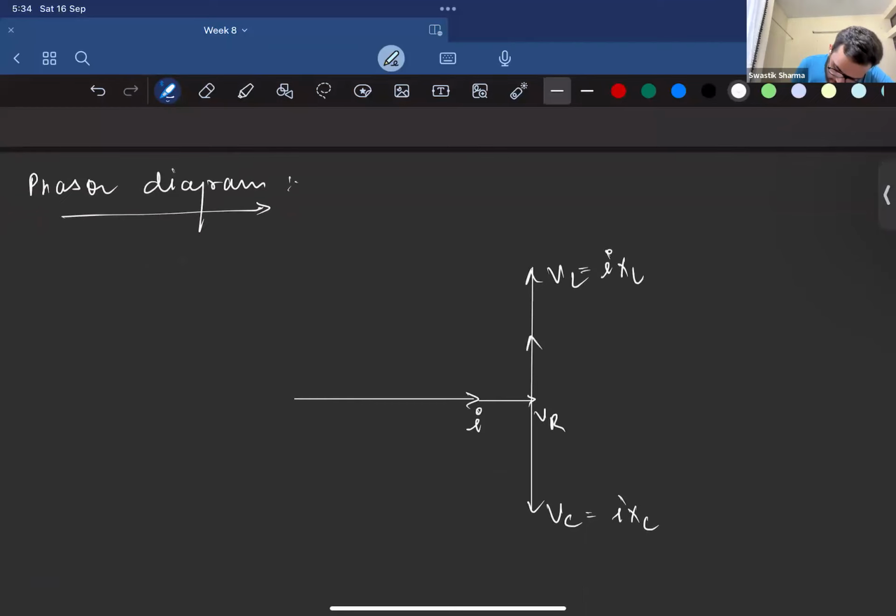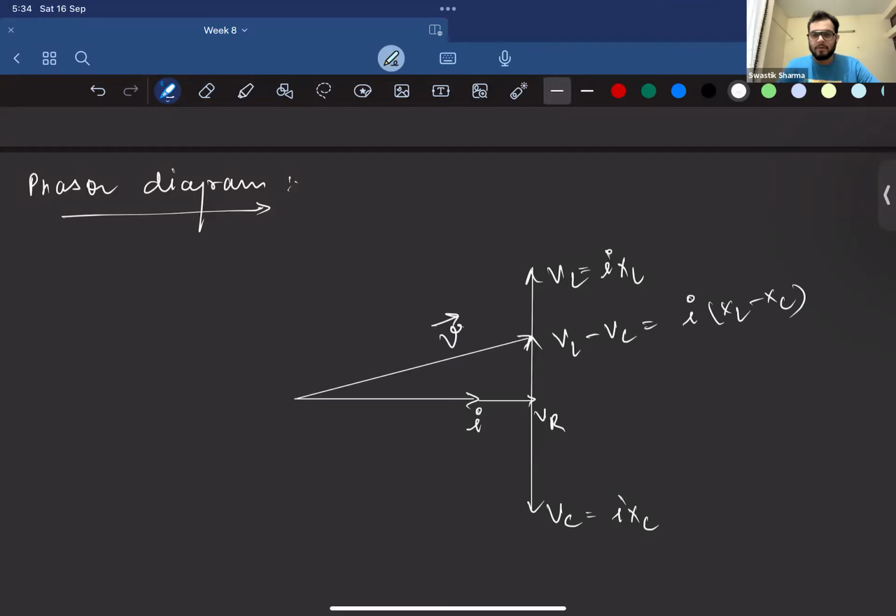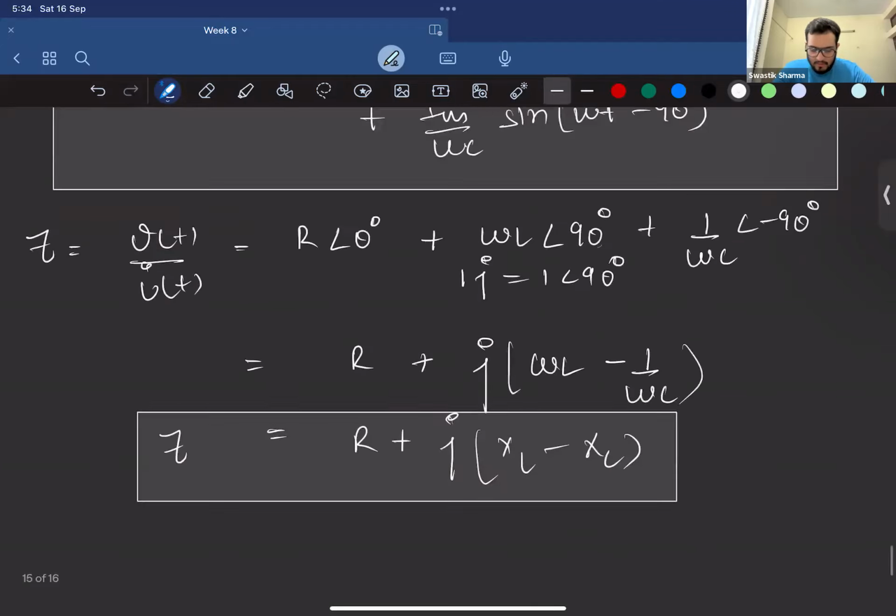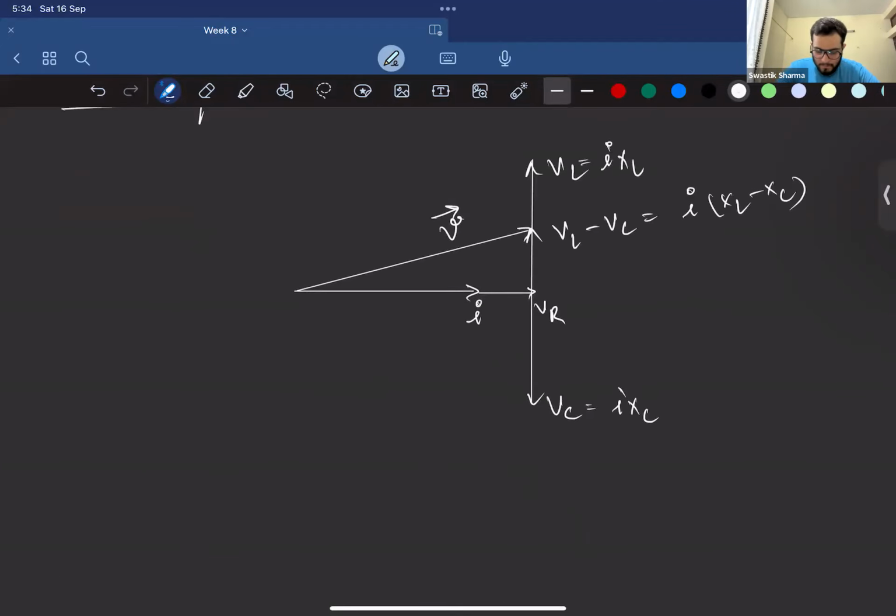Now we can take this VC and negate it from this value, which is VL minus VC, which is nothing but I of XL minus XC. So the equivalent voltage will be given by this V, right? So that's how you represent this whole circuit in a phasor diagram. That's how it's going to look.